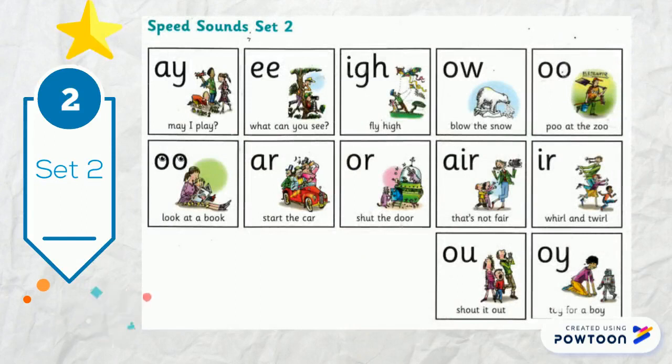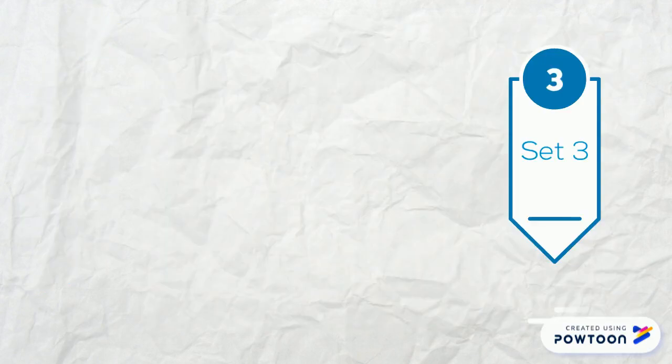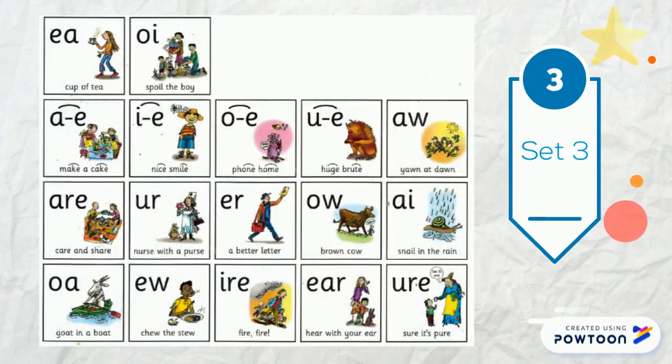The graphemes are A, E, I, O, U, R, or, ow, and oi. Set 3 introduces common alternative graphemes. The graphemes are E, oi, A, I, O, U, or, ow, a, o, u, you.